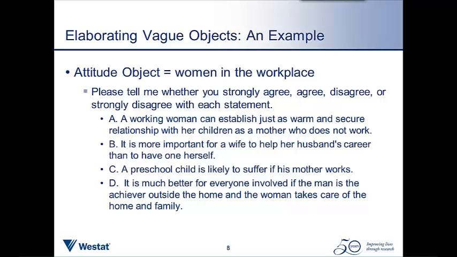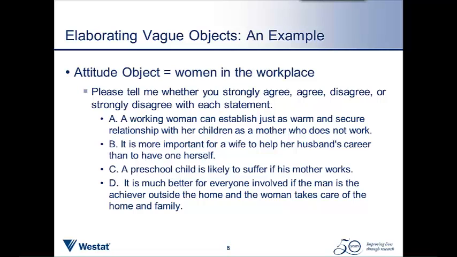So in this example, the attitude object is people's opinions about women in the workplace. And there's 4 items here. The first one is tapping into women in the workplace in terms of how it affects the woman's relationship with her children. Can a woman who works have the same kind of warm and secure relationship with her children as a mother who does not work? And the second aspect of assessing women in the workplace has to do with the husband. Should the wife be helping her husband's career? Is that more important than having a career herself?